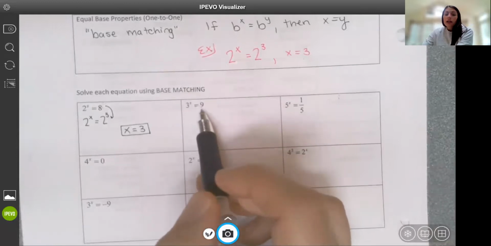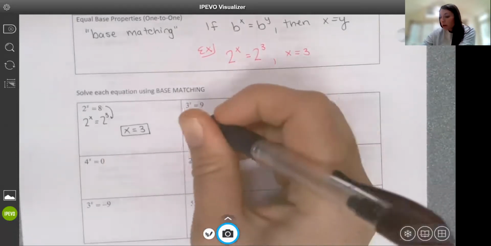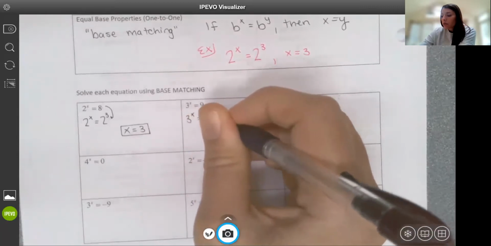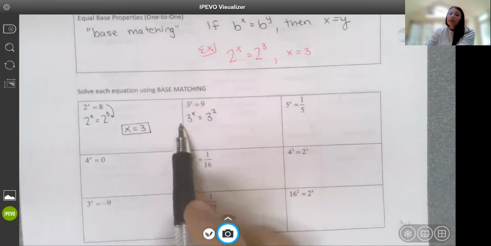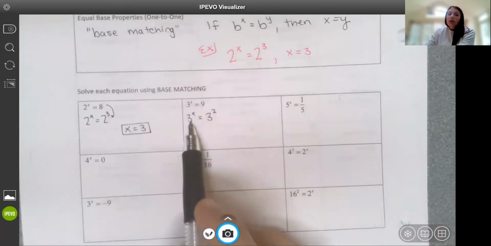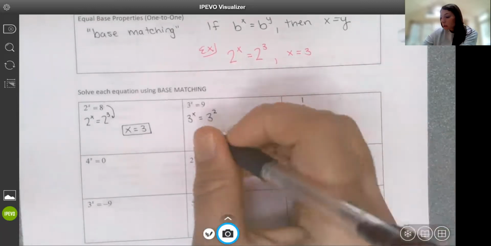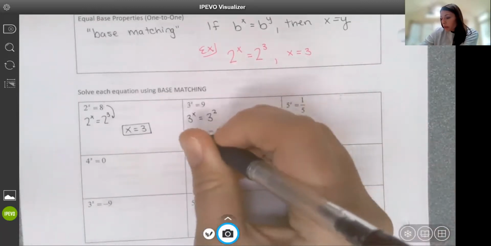And then same idea here. I can rewrite 9 to have a base of 3. So I have to figure out what base they all have in common, what I can write all of my terms as the same base. And now if 3 to the x equals 3 squared, well, then this variable x must equal 2.